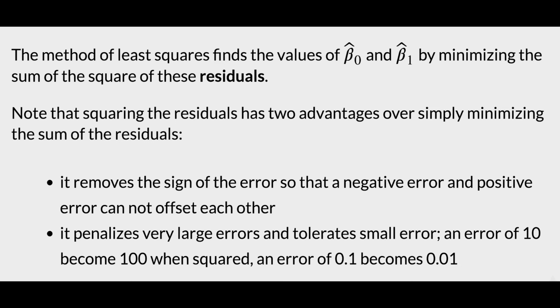The other thing it's going to do is penalize large errors and tolerate small errors. An error of 10, when we square it, becomes an error of 100. An error of 0.1 becomes an error of 0.01. So in this case, we're penalizing a large error of 10 more, but an error of 0.1 we're tolerating. So the squaring is going to amplify the largeness and minimize the smallness.